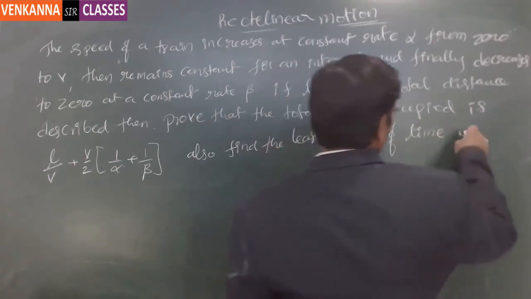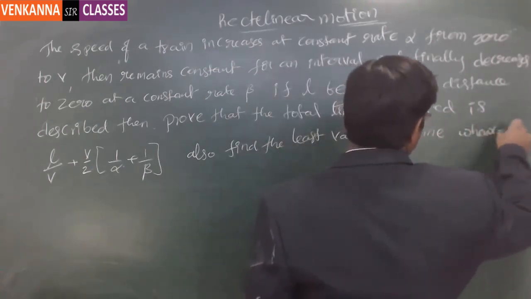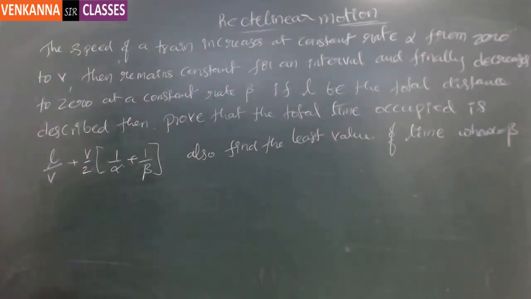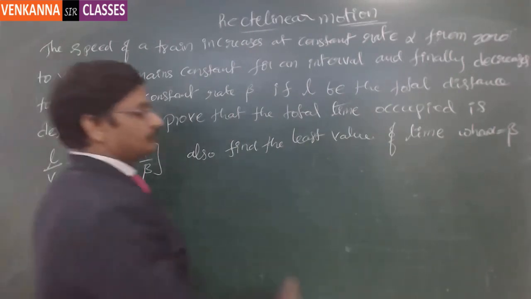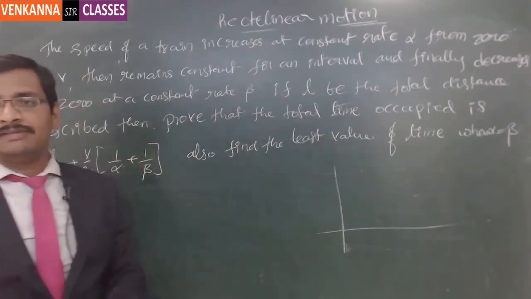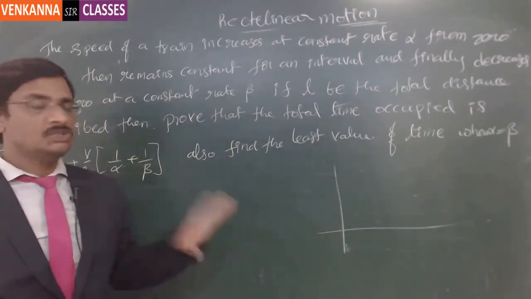When alpha equals beta. So this is what actually is the question. Now here, if you notice, this is the graph I have drawn previously. That is, a train started traveling with 0 velocity. This is usually the case.